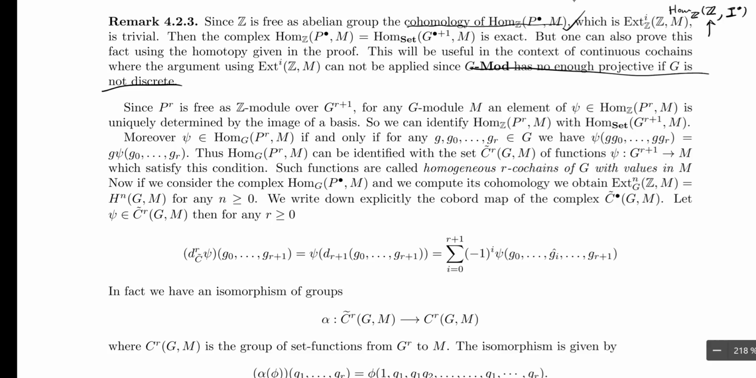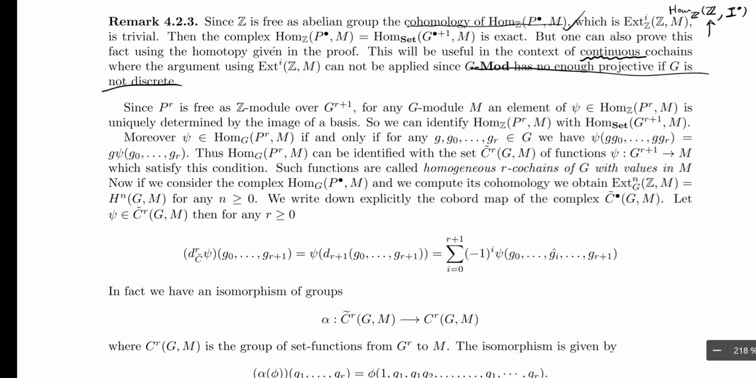And the complex, since it is an exact functor, this tells you the cohomology groups vanish, and if they vanish, this tells you the complex must be exact, because the cohomology groups all vanish means that after applying this functor to a projective resolution it's still exact. But one can also prove this fact using the homotopy given in the proof. This will be useful in the context of continuous cohomology.